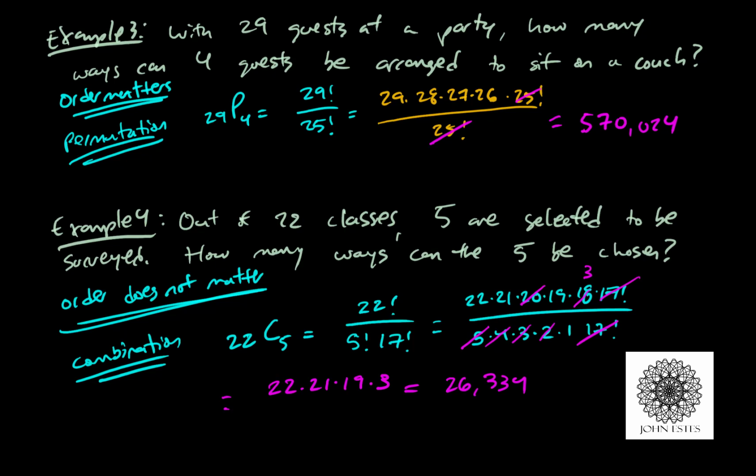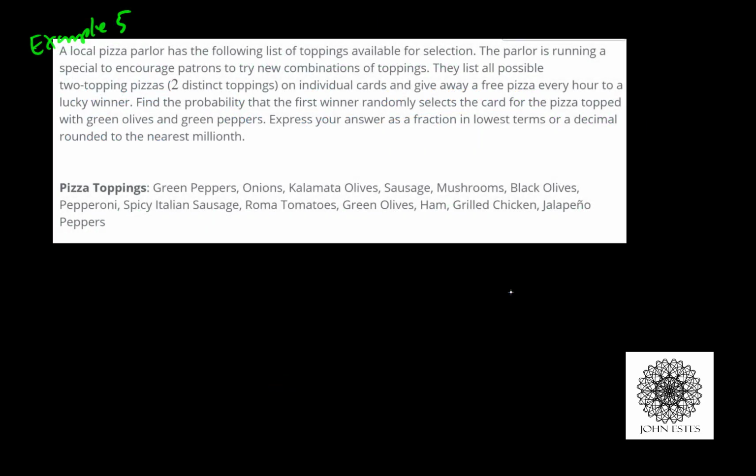I have one last question I want to show you because I want to relate this to probability, because that's really most of the time why we're looking at these type of questions. All right, so here's my last example, example 5, where we have a local pizza parlor that is going to run a special to encourage their customers to try new combinations of toppings. So what they do is they're going to have all possible 2-topping pizzas on individual cards, and they're going to give a free pizza away every hour to a lucky winner.